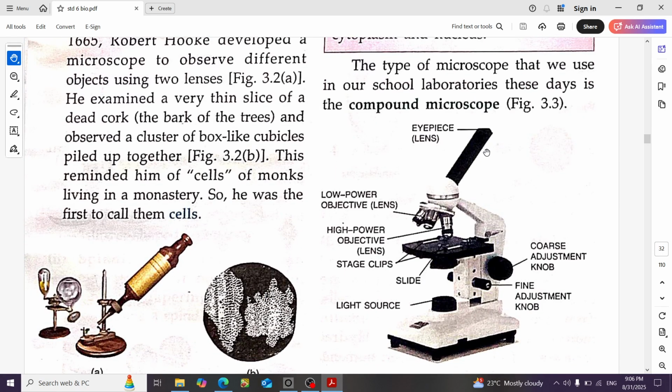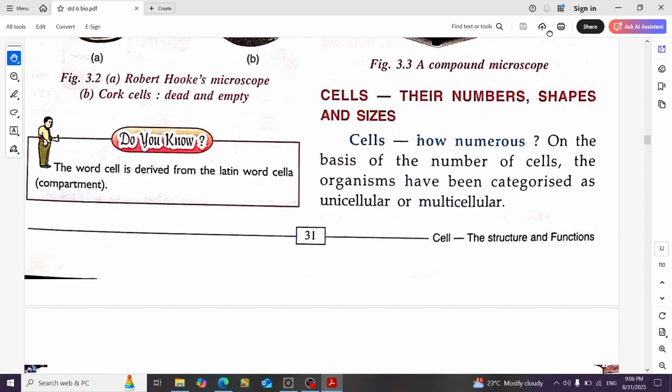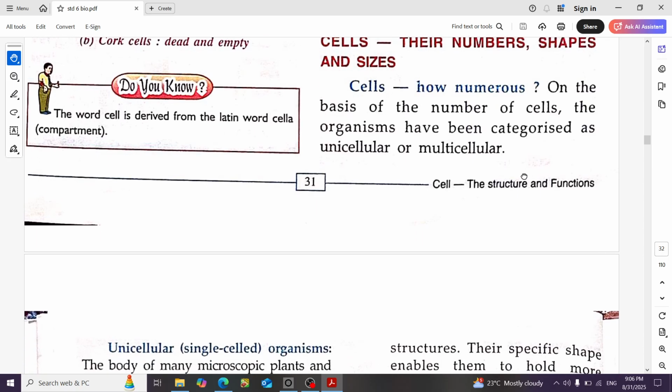Here is a picture of a compound microscope. You can see the eyepiece through which you can see. There are small lenses here. They are called as objective, slide, light source, adjustment knobs are there. So you have to adjust these knobs to see a clear image of the cells in compound microscope. You cannot see directly the cells as they are very small. Look through the compound microscope and you'll be able to see them very clearly.